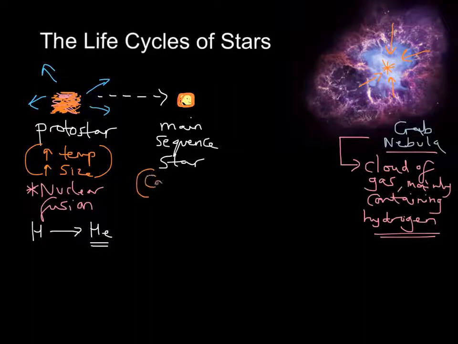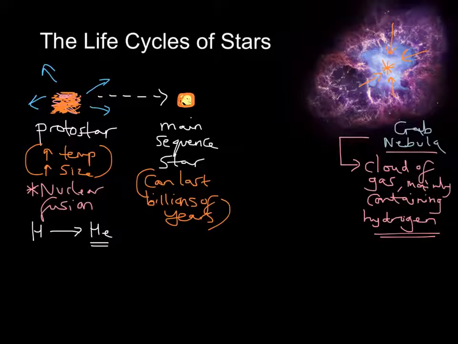This particular stage can last billions of years. So our own sun, for example, is in this particular phase. It's a main sequence star. Now our sun will have existed for about 10 billion years in total before it starts to die. And there's me thinking my 15-minute videos are a little long.